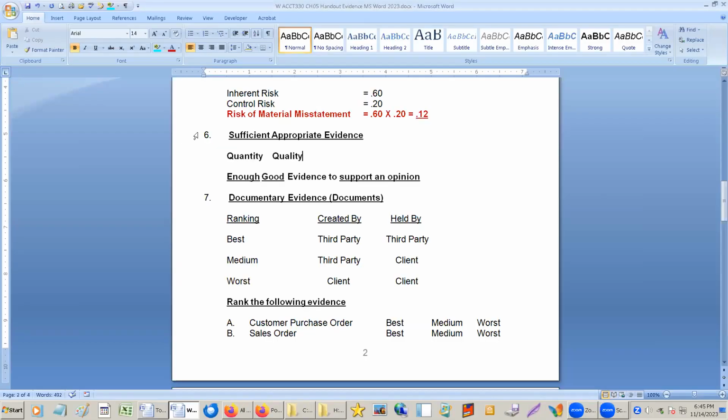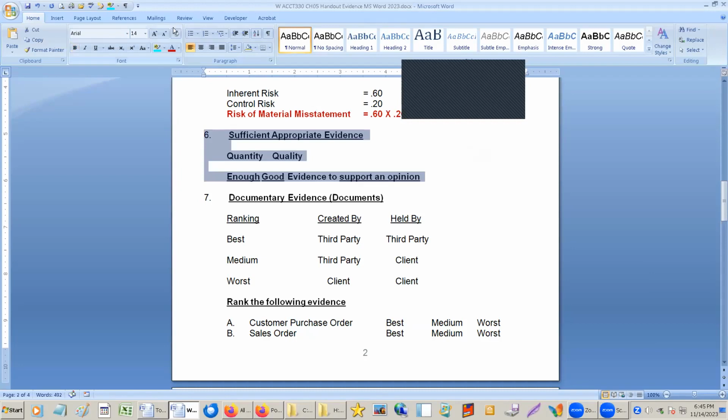No. If you don't think you can get sufficient appropriate evidence, you should not take the audit, because an audit depends on that. And if you can't get it, you should decline the audit. So sufficient appropriate evidence almost goes to the core of auditing.